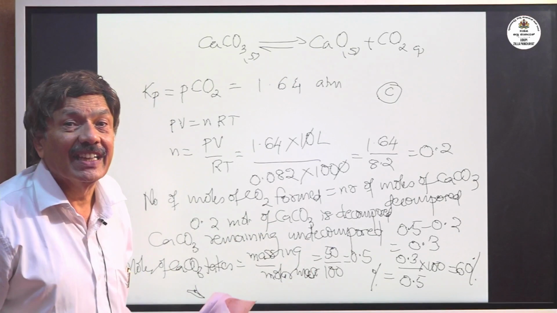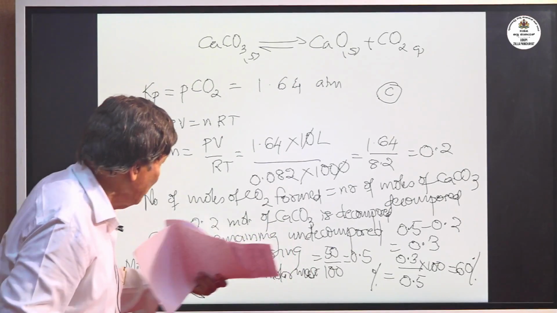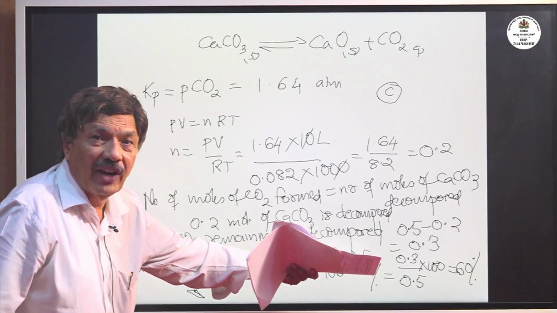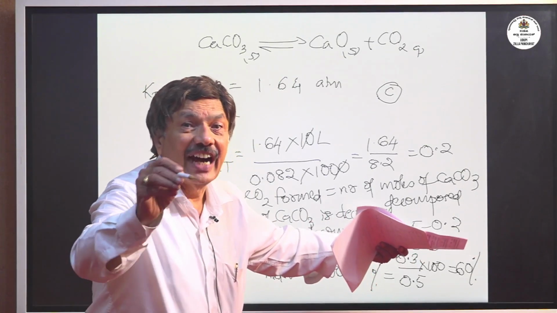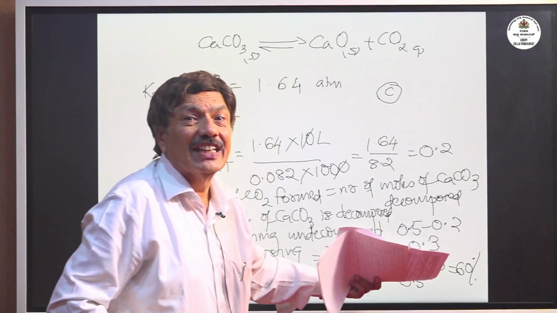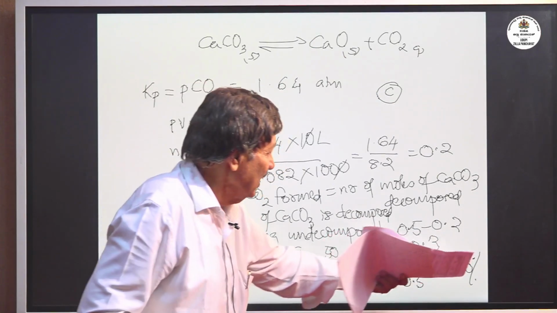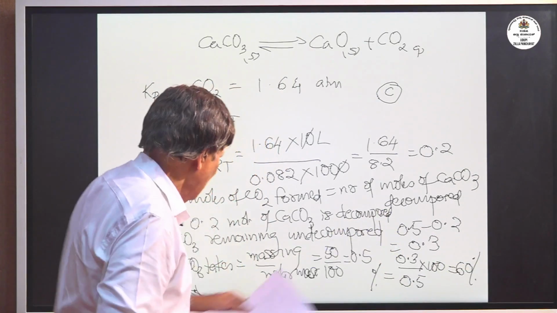Calcium carbonate taken. How will you find out the number of moles? Mass in gram by molar mass. Mass in gram is 50 gram. Molar mass is 100. So we have taken 0.5 mole. Out of that, 0.2 underwent decomposition. What remains undecomposed is 0.3. Then finally what they have asked is percentage. So out of 0.5, 0.3 remains, then 100. It is 60%. So the answer is A. Yes. Next question.